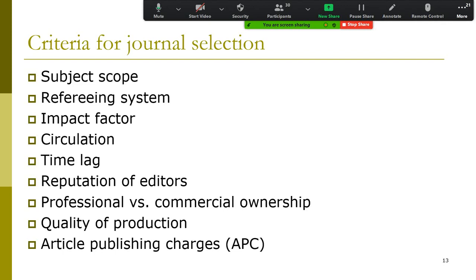And at the end, and it is the most important point for countries like us, for poor countries or developing countries, it is the article publishing charges. So nowadays, many journals are open access and they are charging fee from the authors. So in some cases, the fee is very high and it is not affordable for the author or the author's team. So look at this matter also to finalize your journal.